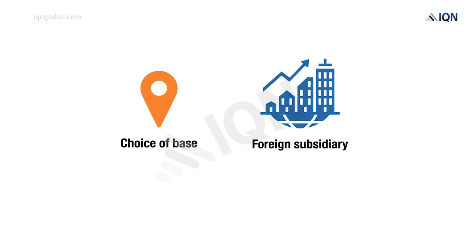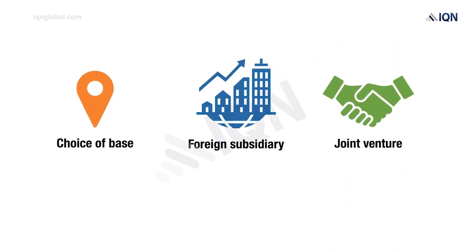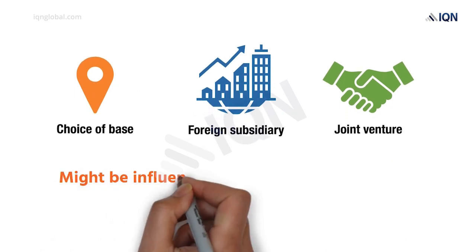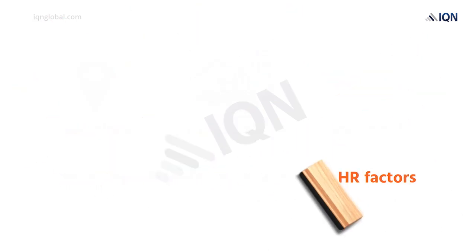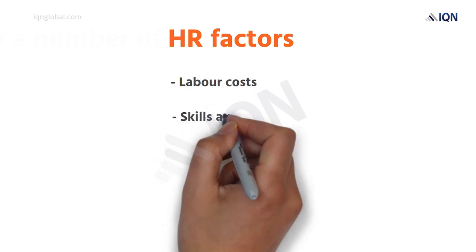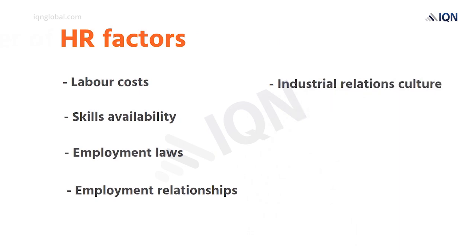For example, the choice of base for foreign operations, the decision of whether to set up a foreign subsidiary, or the decision whether to enter a joint venture or strategic alliance with foreign partners, might be influenced by a number of HR factors. These decisions are influenced by HR factors such as labor costs, skills availability, employment laws, employment relationships, industrial relations culture, and trade union power.